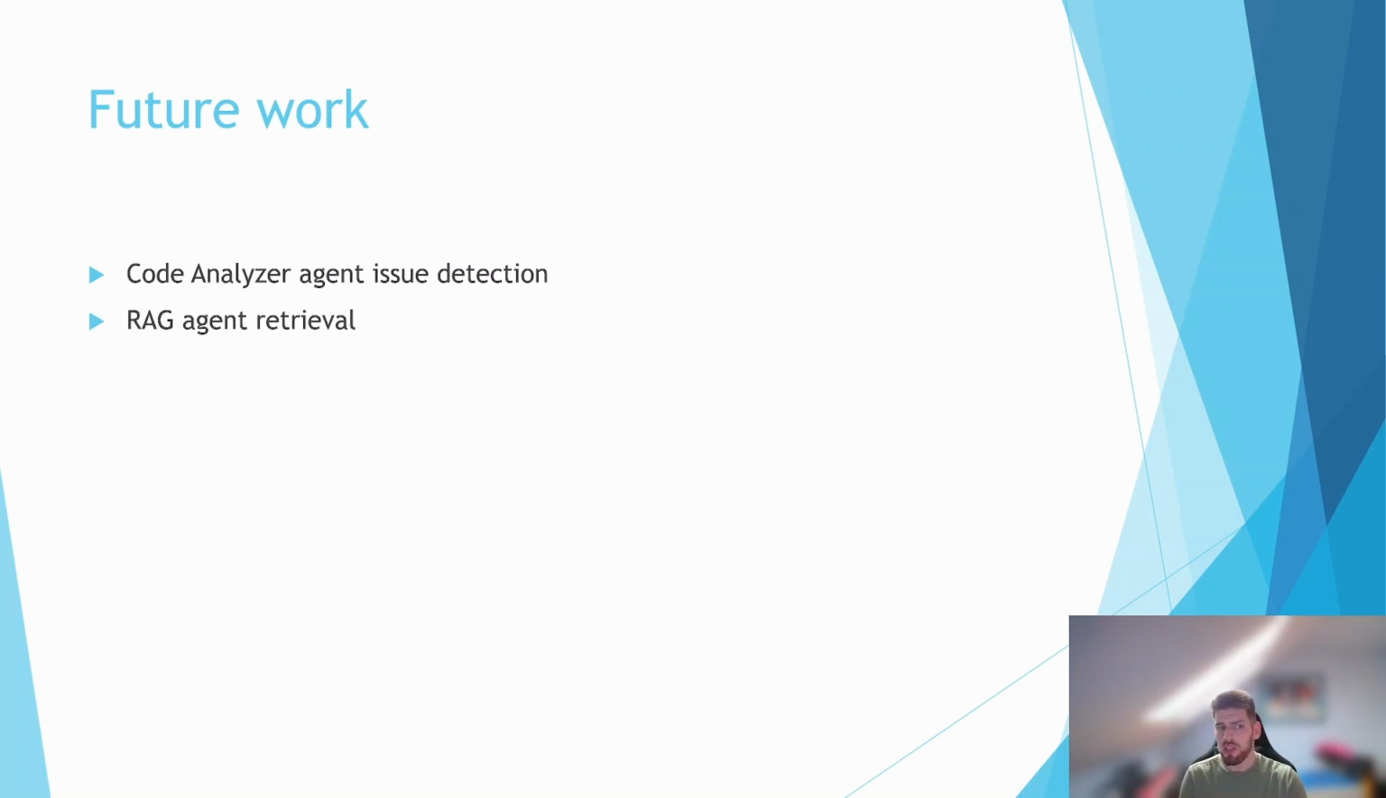Then another issue is the retrieval augmented agent retrieval. So basically, the thing to improve here would be the relevance of the retrieved code patterns and code issues and their solutions. One thing which could also be improved is the depth of the suggestions.